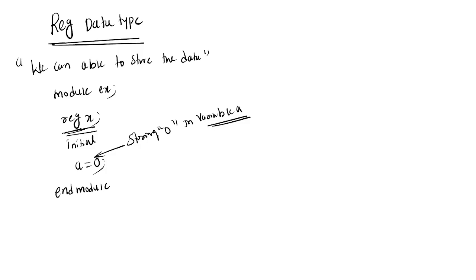When you are using the wire data type, you need to use a continuous assignment statement, that is assign, that you need to remember. And next, what is the default value for the reg data type?